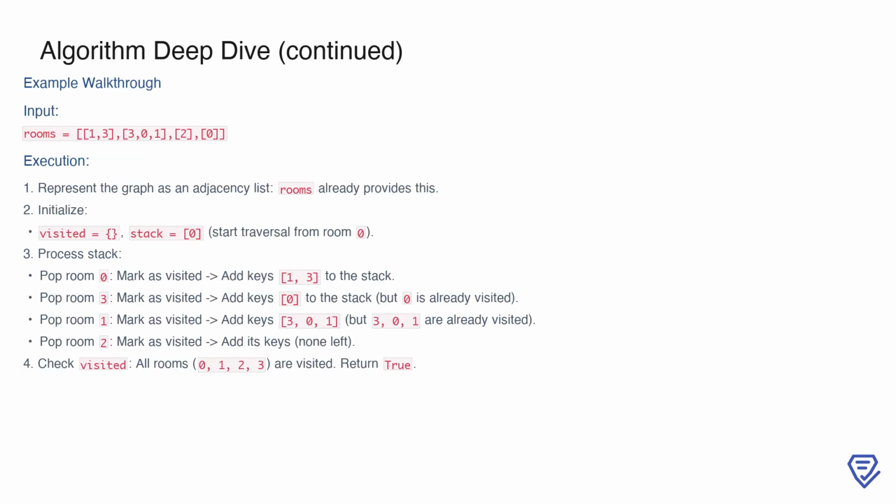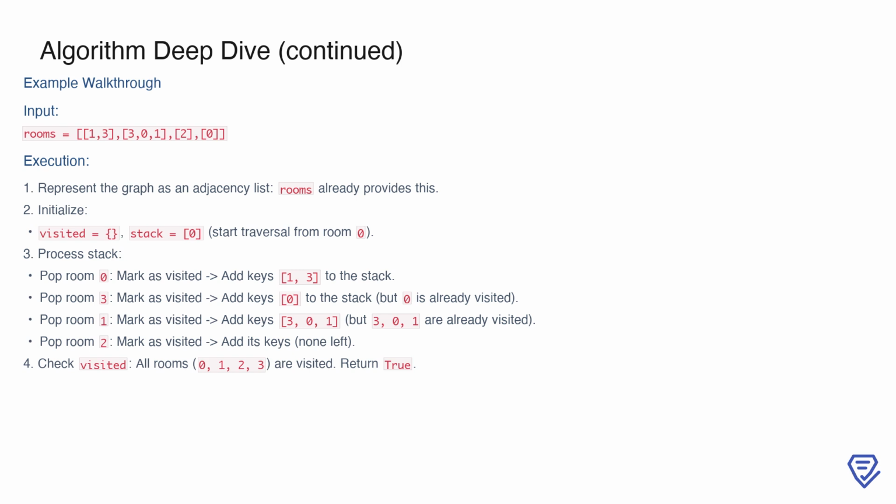Let's walk through an example using the input rooms equals [[1, 3], [3, 0, 1], [2], [0]]. Here, the adjacency list is already provided. We start by initializing an empty visited set and a stack containing only room 0. First, we pop room 0 from the stack, mark it as visited, and add its keys, 1 and 3, to the stack. Next, we pop room 3, mark it as visited, and add its keys.